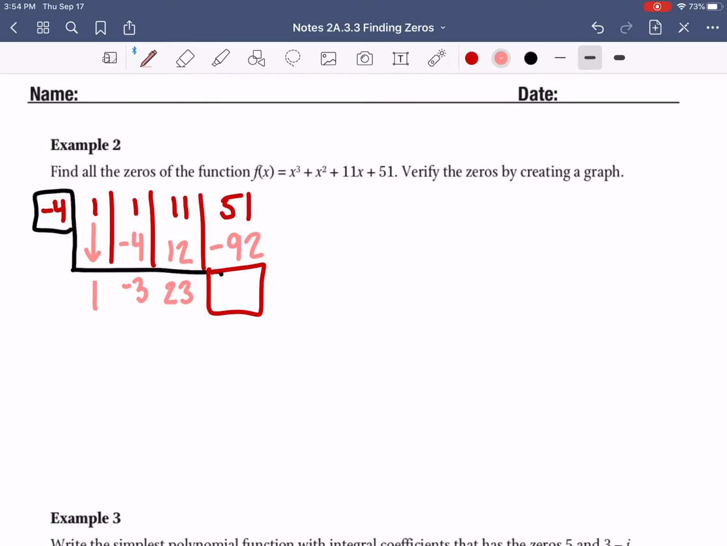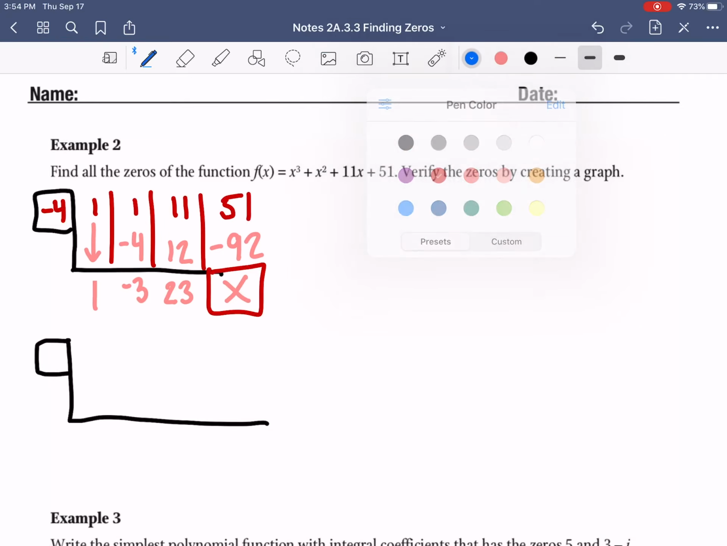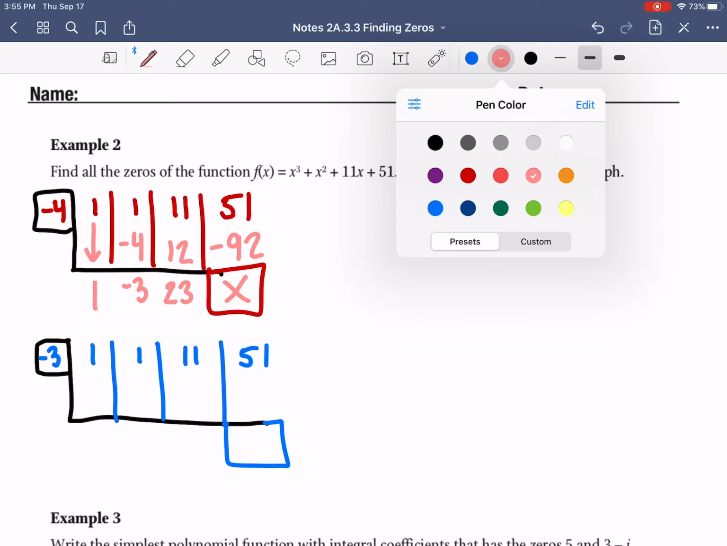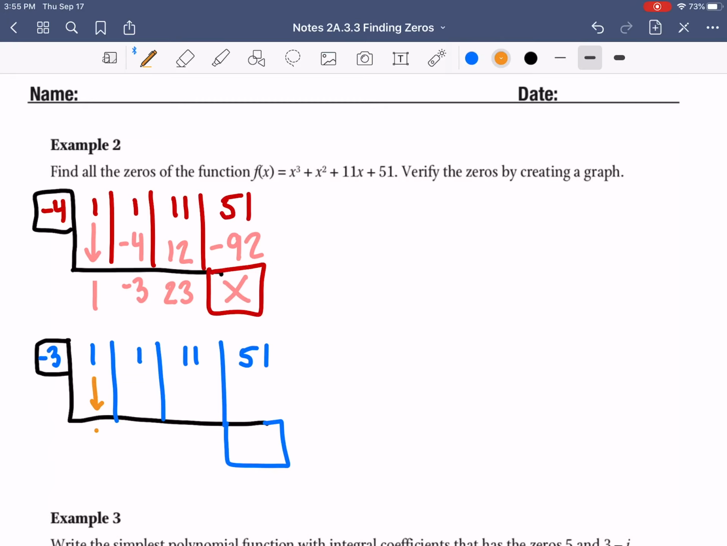Do I get 0 in the remainder box? No. So that means negative 4 is not a root, a 0 solution, an x-intercept. It's not those. Okay, so we'll try another number. We'll try negative 3. So I use my same coefficients, 1, 1, 11, 51. So I'm trying to get 0 in that remainder box. So I move down the first number 1. Negative 3 times 1 is negative 3.